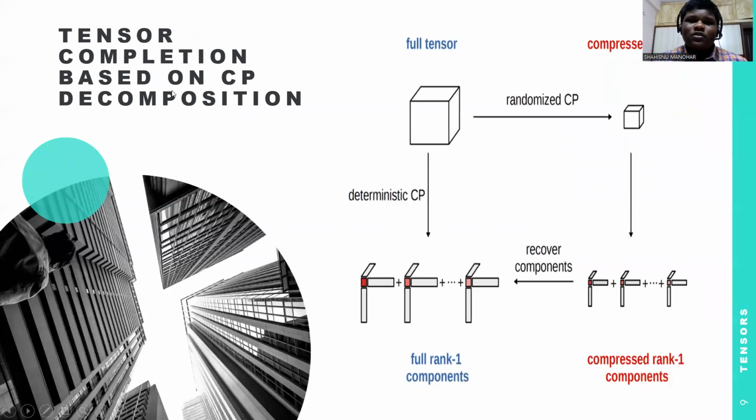Tensor completion based on CP decomposition. Here a full tensor is randomized using CANDECOMP/PARAFAC, which results in a compressed tensor. Here is the deterministic CP, CANDECOMP/PARAFAC, which decomposes into full rank-1 components, where the compressed tensor is recovered, which again decomposes into full rank-1 components.